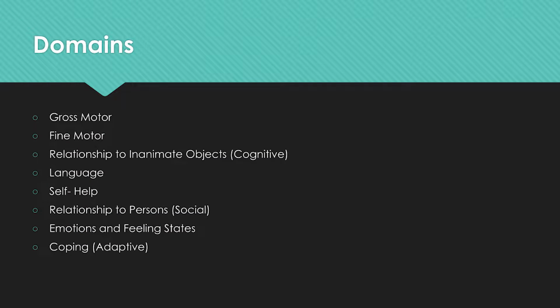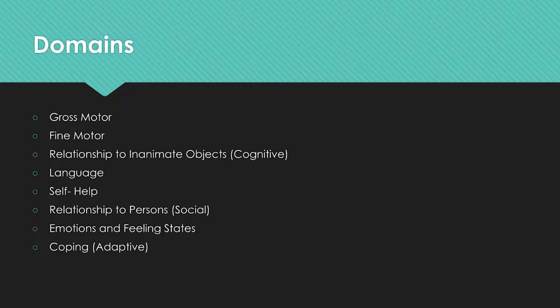The domains that are covered by the IDA are gross motor, fine motor, relationship to inanimate objects, which is what we call cognitive. So that's where we would put that information on the IFSP. Language, both receptive and expressive language, self-help, relationship to persons, which is social, emotions and feeling states, and then coping, which is more of the adaptive types of skills.